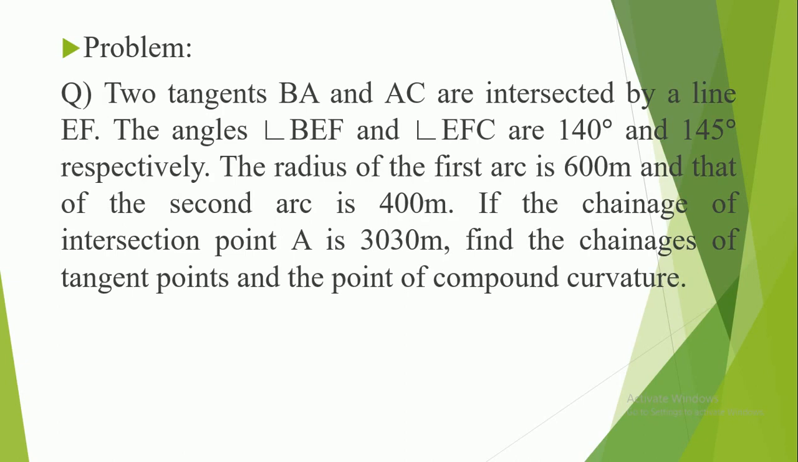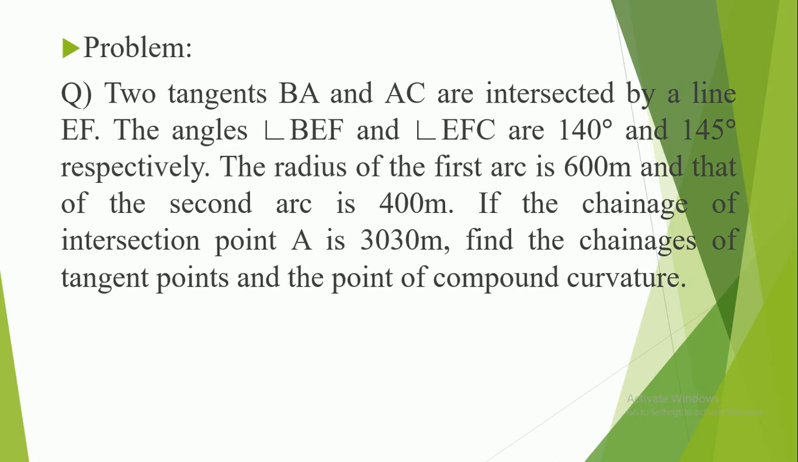So I'll just read it out. Two tangents BA and AC are intersected by a line EF. The angles BEF and EFC are 140 degree and 145 degree respectively. The radius of the first arc is 600 meters and that of the second arc is 400 meters. If the chainage of intersection point A is 3030 meters, find the chainages of the tangent points and the point of compound curvature.